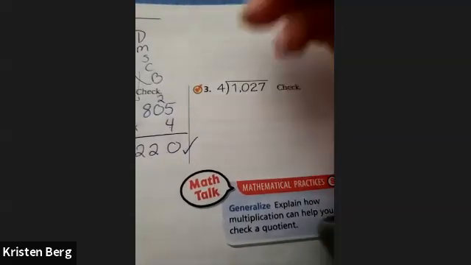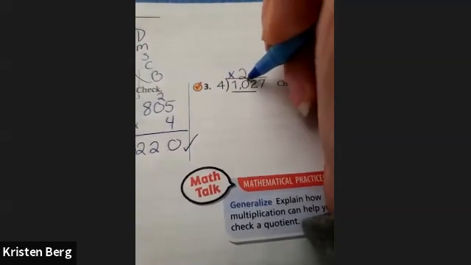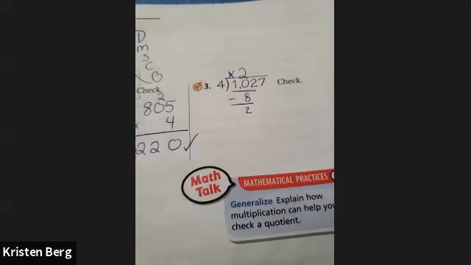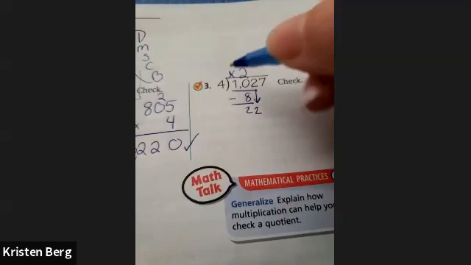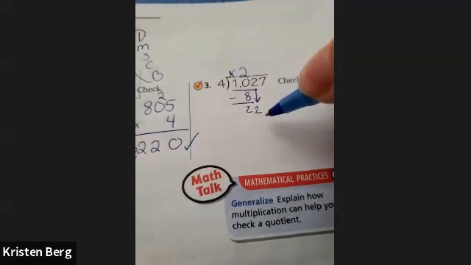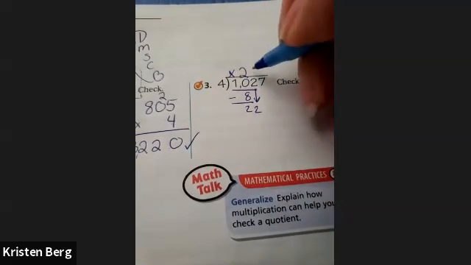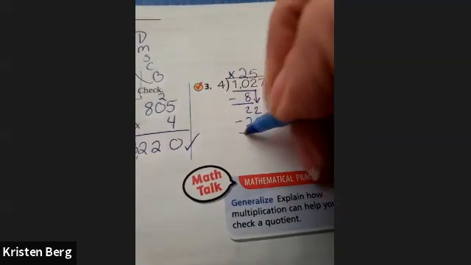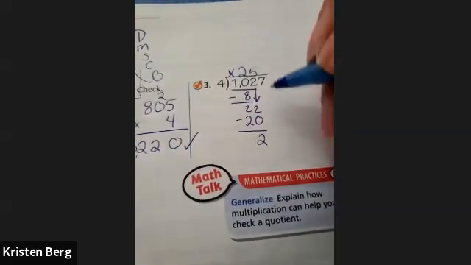Can 4 go into 1? No. Can it go into 10? Yes. Twice. That would be an 8. Subtract. That would be 2. Check it. We are okay. So then bring down your 2. How many 4s will go into 22? That would go in 5 times. 5 times 4 is 20. Then you subtract, that would be a 2. Check it. We are okay.